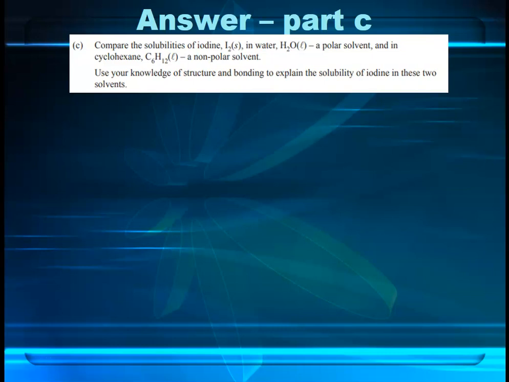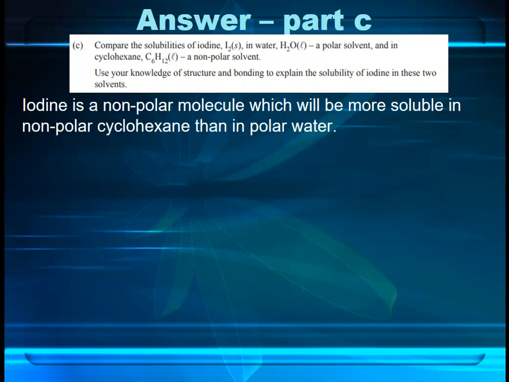So that's the first statement that we're going to make. It says compare the solubilities. That's the first thing we have to do. We have to compare the solubilities. Is it more soluble in water or is it more soluble in cyclohexane? Well, iodine is non-polar because the only bond is between the two iodine atoms, which are the same, therefore there's no difference in electronegativity, therefore it's non-polar. So it will be more soluble in non-polar cyclohexane than in polar water. Okay, so that's that first point done.